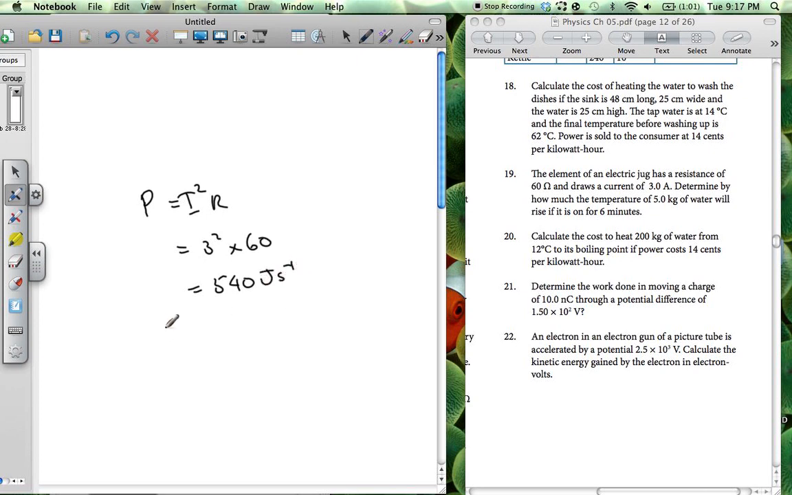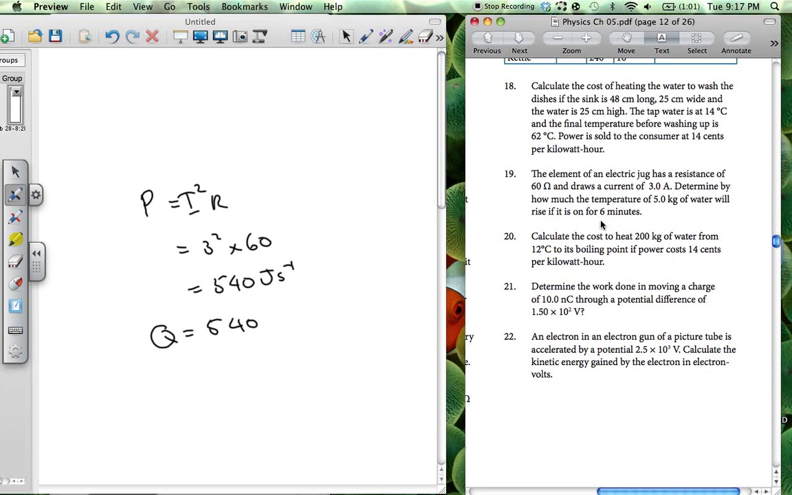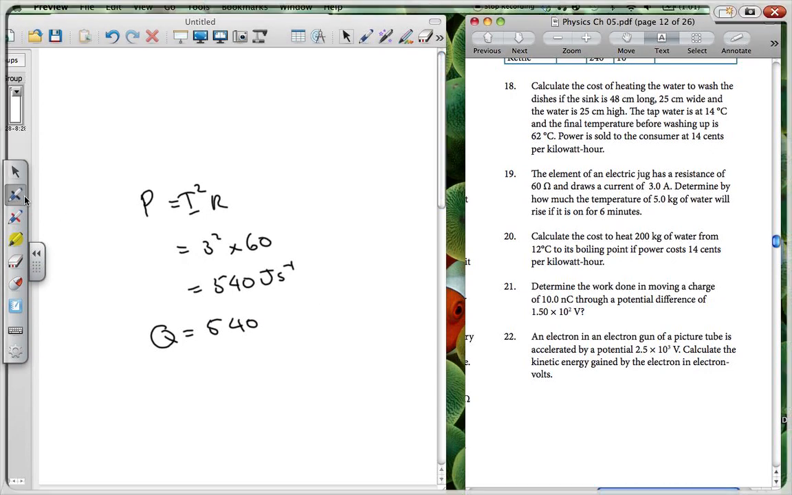And the total energy, the Q, because you are doing it for 6 minutes, we're going to multiply that by 6 times 60, because obviously there are 60 seconds. This is 540 joules every second. So if we calculate that out, 540 times 6 times 60, you get 194400 joules.